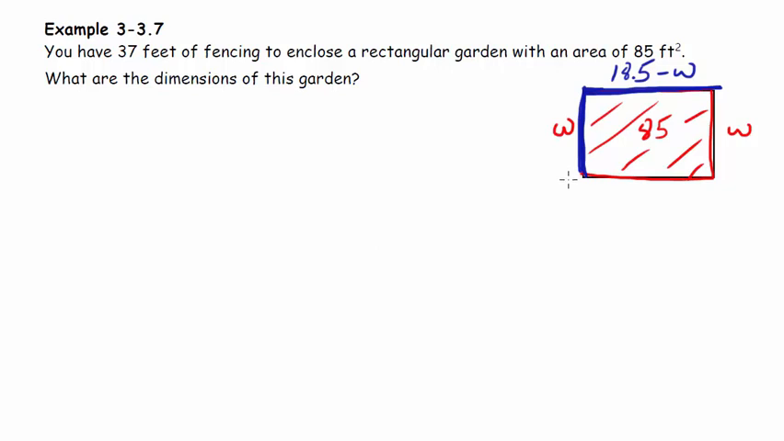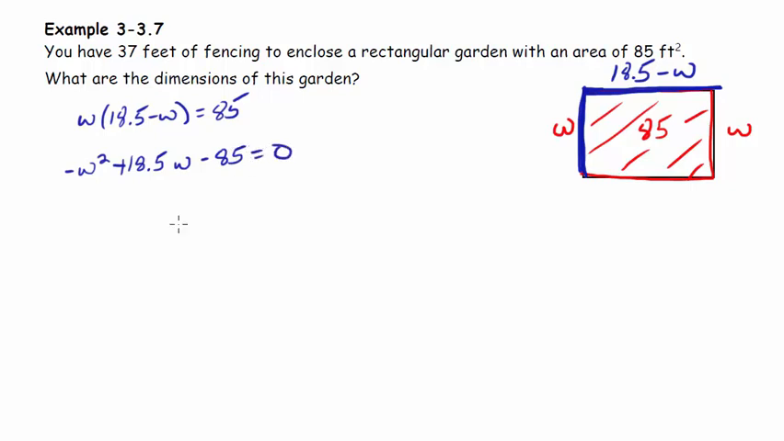Alright, so that was the tough part. Now, once we've figured out how to get that length in terms of W, we have length times width equals area. So W times 18.5 minus W gives us 85. Okay, I'm going to distribute my W, and subtract the 85 over to get 0. Alright, so in this case, my A term is -1, my B term is 18.5, and my C coefficient or constant is -85.